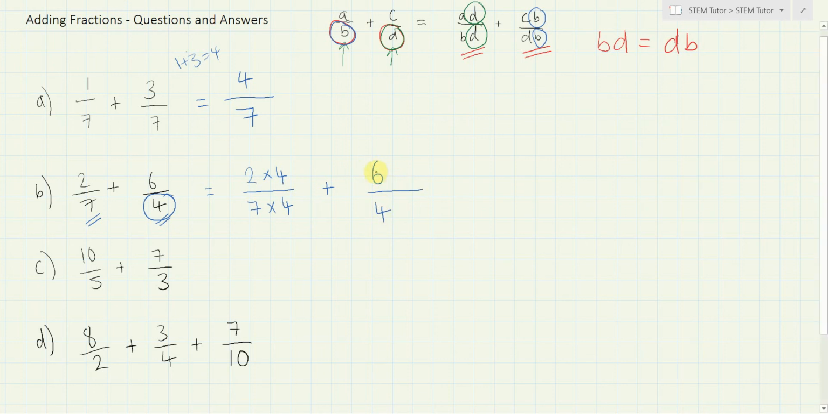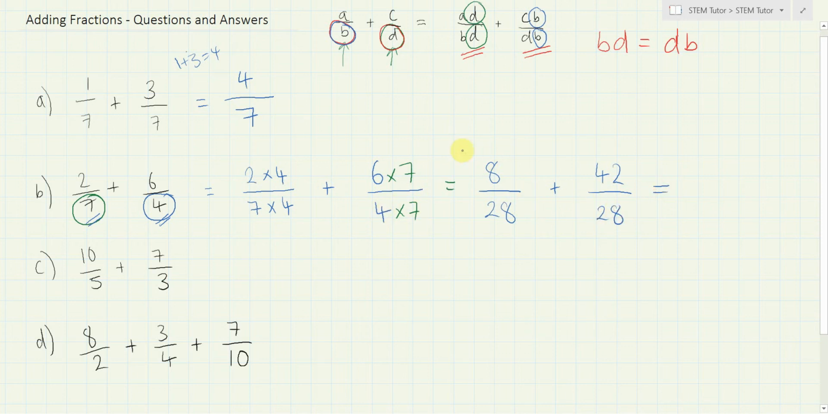And we are multiplying this top and bottom by the denominator of the first fraction. So in this case 7. So multiplied by 7, multiplied by 7. Okay, and now let's work out these small multiplications. So we will have 4 times 2, or 2 times 4, is 8, over 7 times 4 is 28, plus 6 times 7 is 42, all over 4 times 7 is 28.